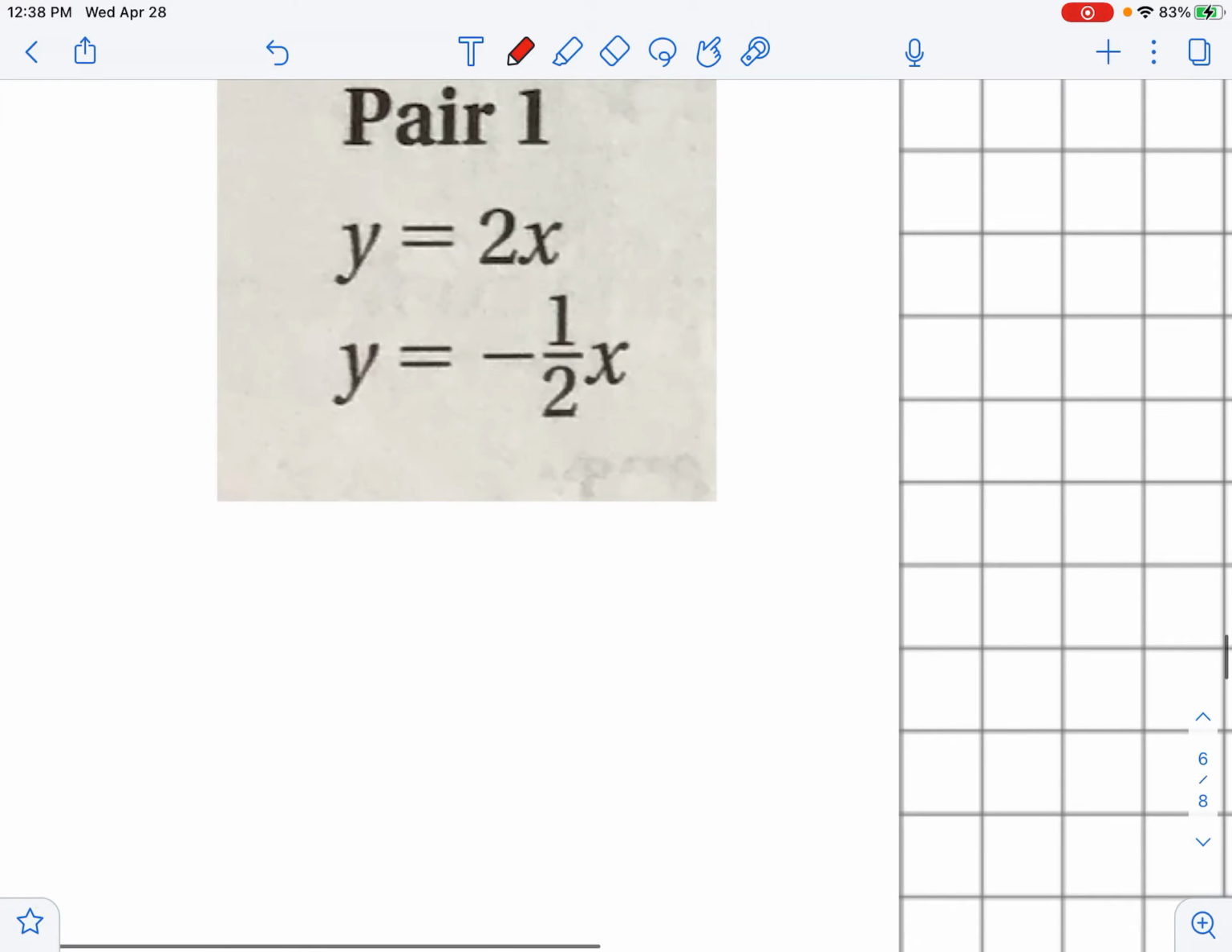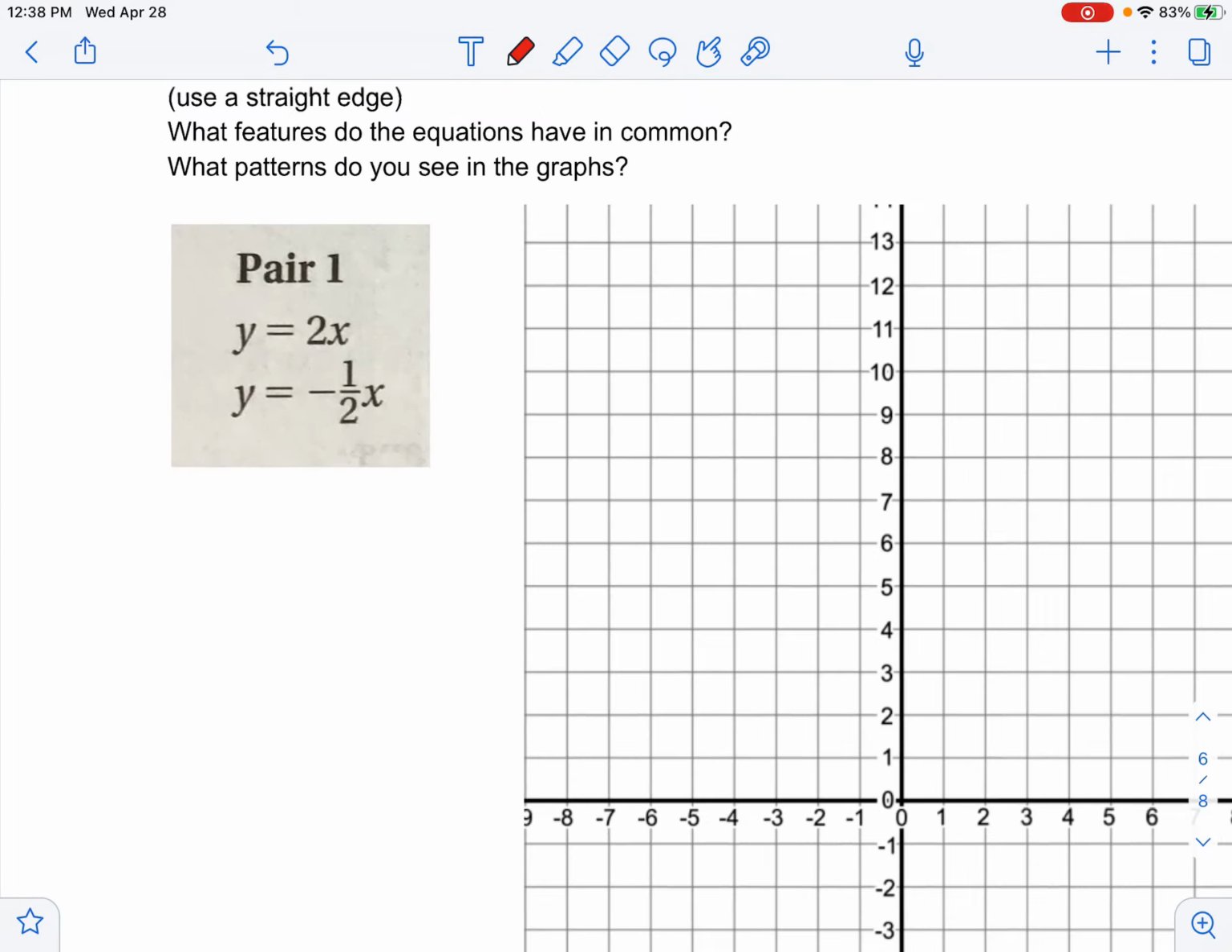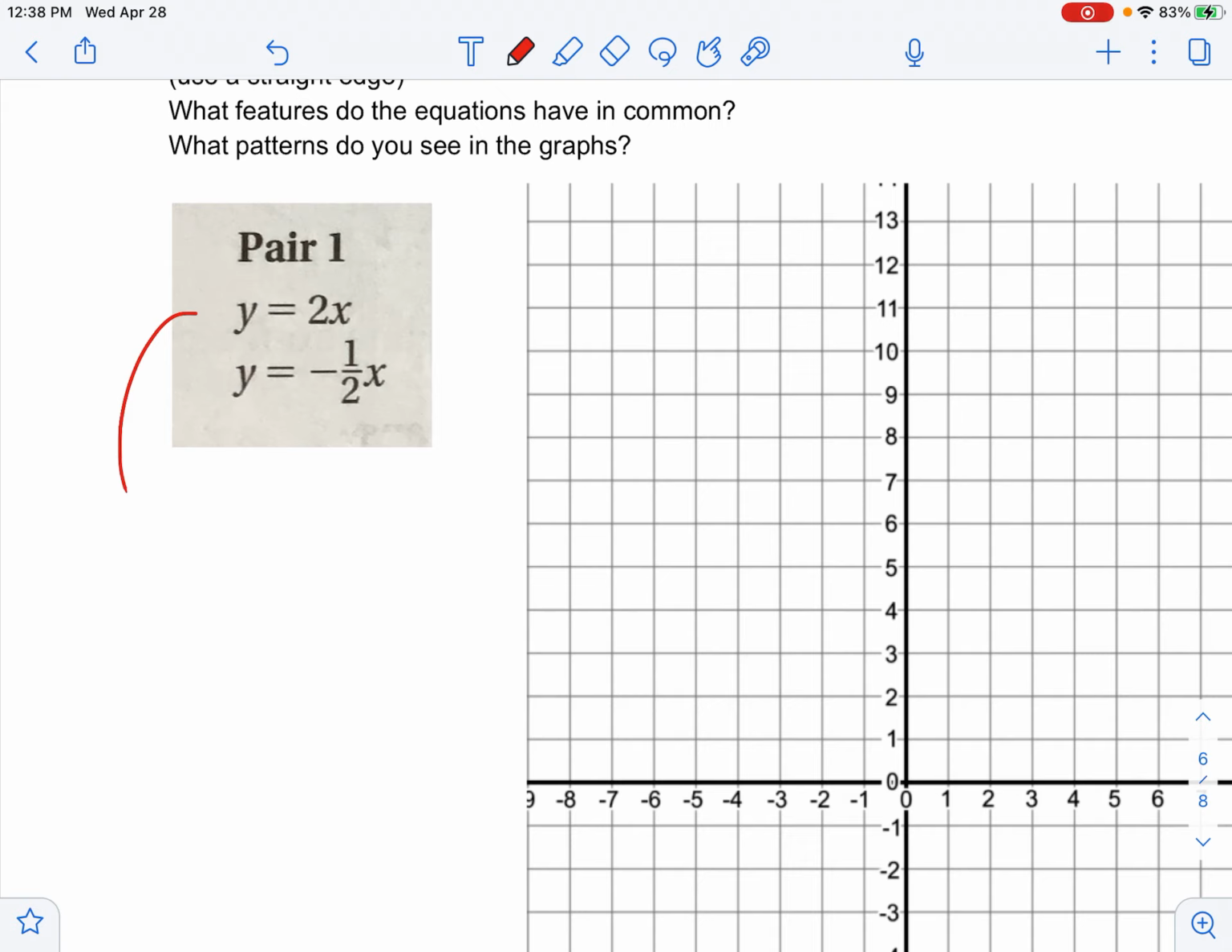Let's just get started. I've got two equations here. In order to plot them, we need some solutions. So I'm going to make a t-chart over here. I'm going to go x, y, and basically I'm going to do some substitution. So I'm going to plug in 0 for x. So 2 times 0 is 0. I'm going to do 1 for x, so 1 times 2 is 2. And I will also do a negative number. Negative 1 times 2 is negative 2.